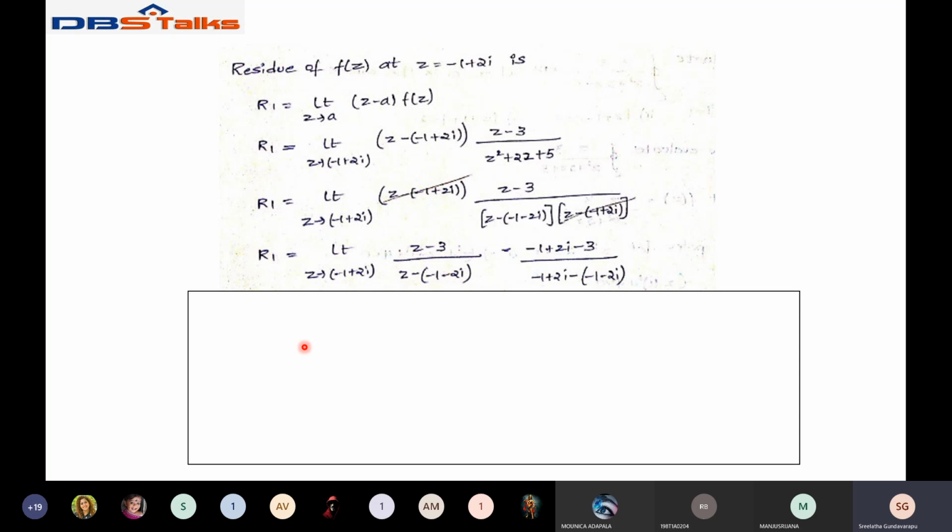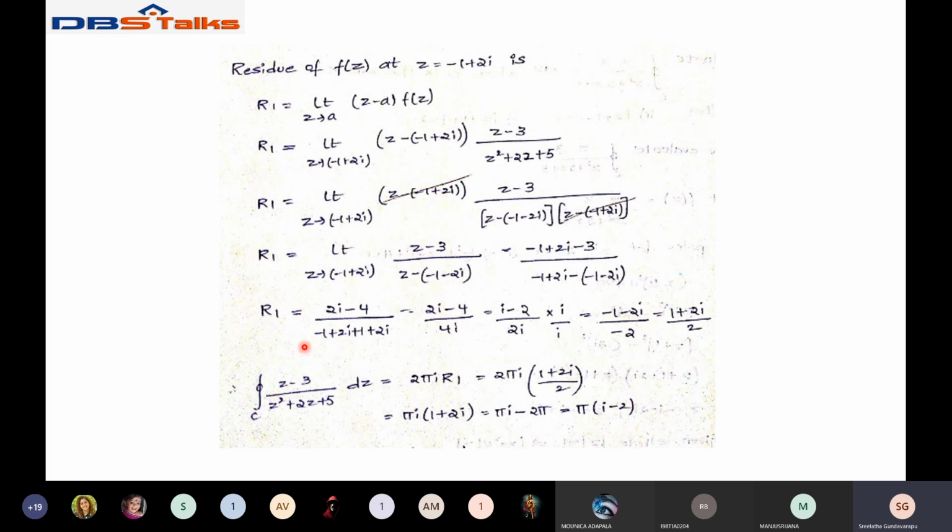After cancellation, then substitute z is minus 1 plus 2i. We get minus 1 plus 2i minus 3 by minus 1 plus 2i minus of minus 1 minus 2i. So R1 is 2i minus 4 by 4i. Then multiplying and dividing with i, that equals 1 plus 2i by 2. So this is the residue of f of z at the simple pole minus 1 plus 2i. This is the value of R1.